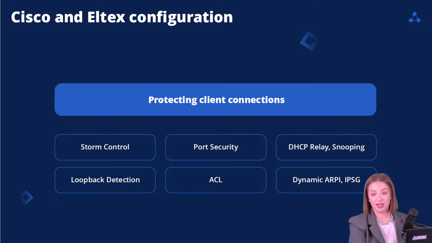Let's now move on to the next section of our comparative analysis. This section will focus on configuring the features for client ports. Specifically, we will discuss, for example, storm control, port security, IPv4 ACLs, DHCP group, loopback detection, and finally, dynamic ARP inspection and IP source guard.